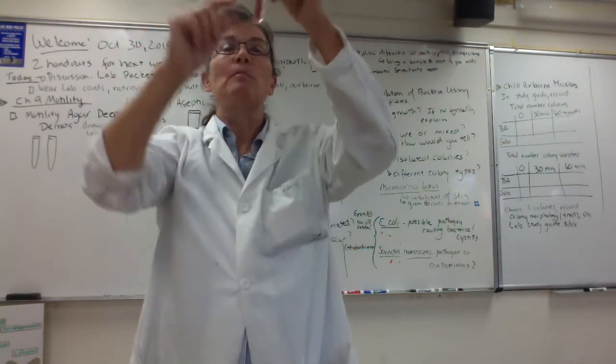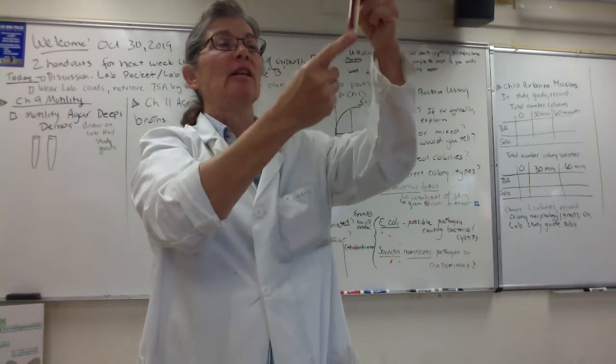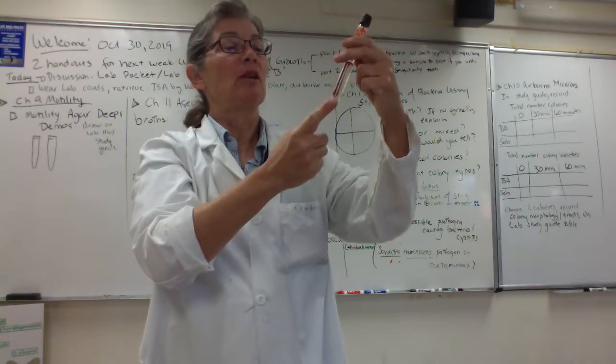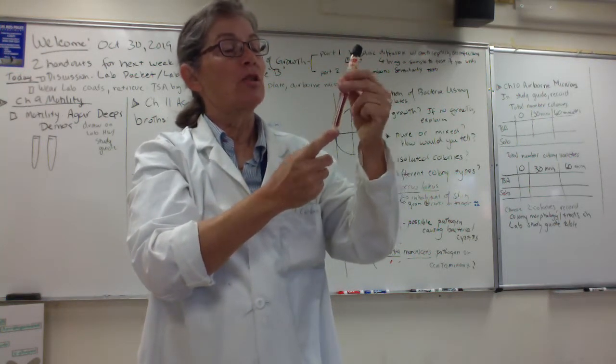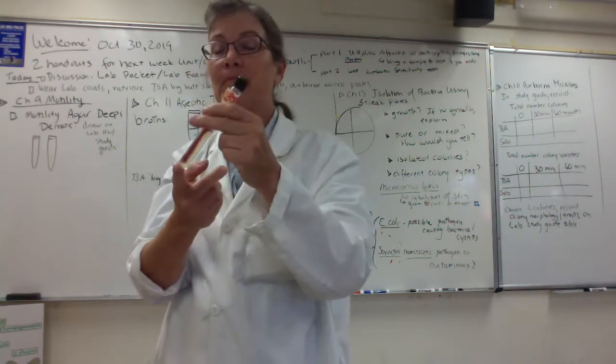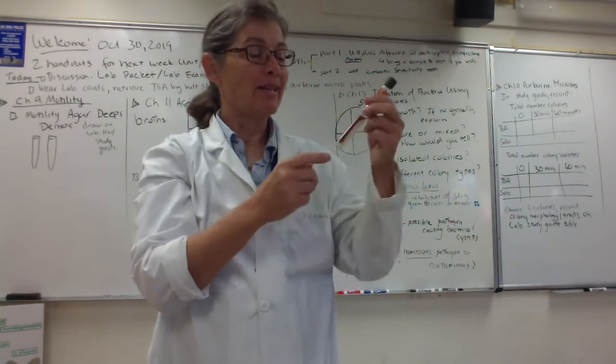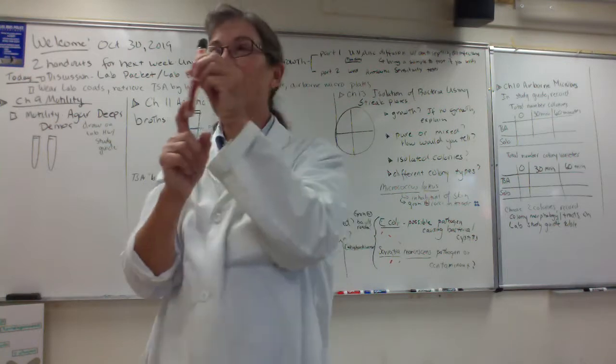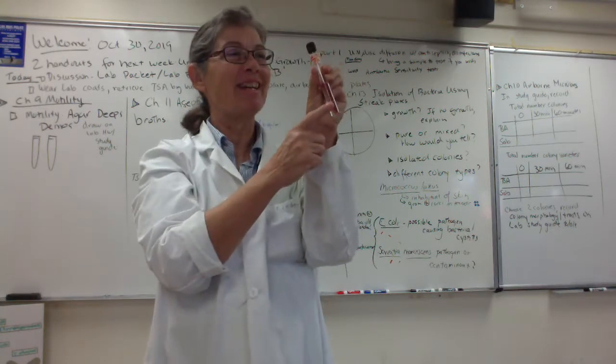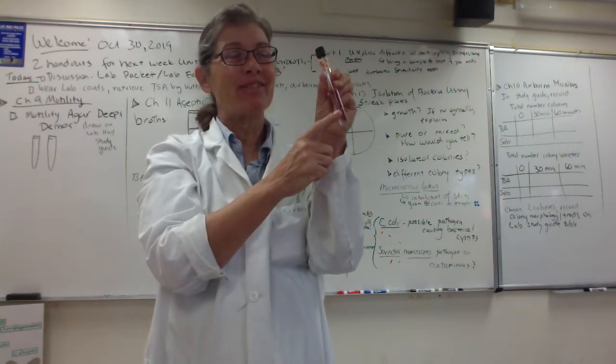So would this be positive or negative for motility? Positive. Good job. And most likely the structure used for motility is what? Flagella. Awesome. And this is so cool, I see a little gas bubble there. So Proteus was fermenting, making gas while it was being motile. That's kind of cool.